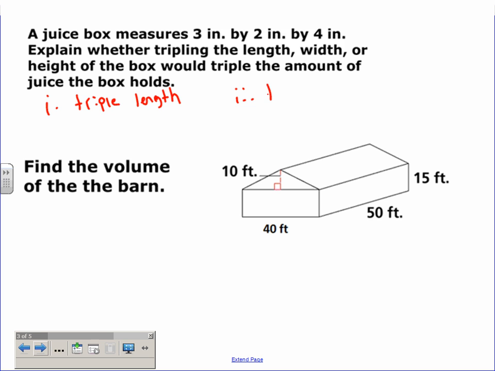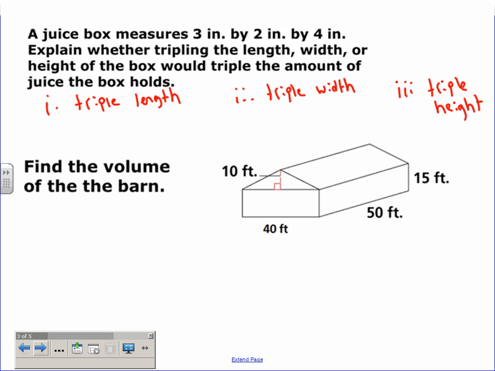Second, triple the width. What happens to the volume if you do that? And third, triple the height. What happens to the volume if you do that? I want you guys to think about that, give that a try. We'll talk about it on Monday.